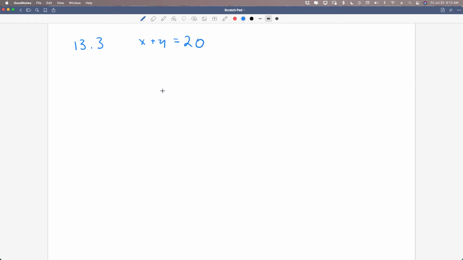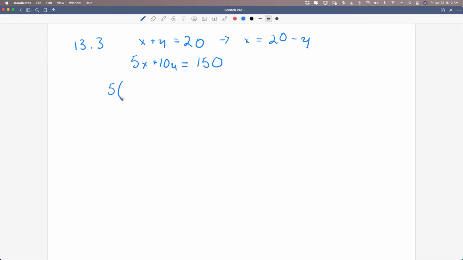And 5x plus 10y equals 150. All right. So first of all, let's pick which one we want to solve for. Let's solve for x. So that would end up being x equals 20 minus y. That's our x value. So let's sub that in.